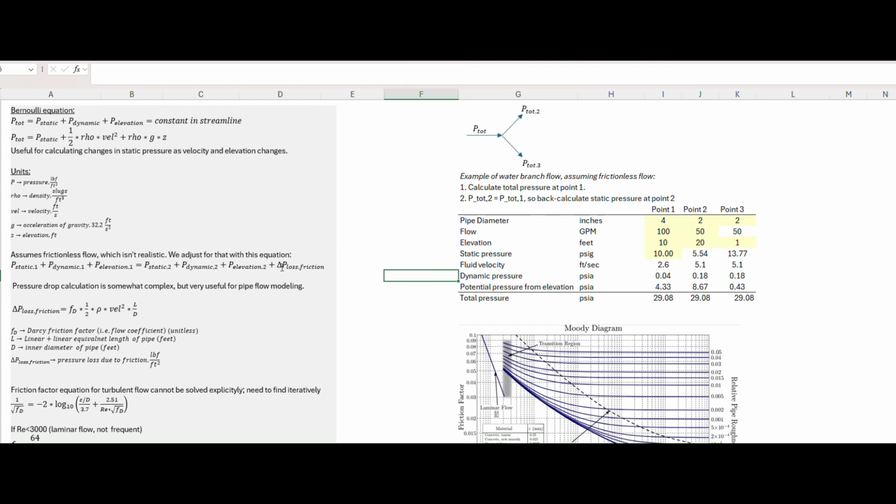Next, we're going to talk about how we can factor in frictional pressure losses in this, because once you can do that, you can really do some pipe flow modeling. So that's what we're going to get into in the next video.